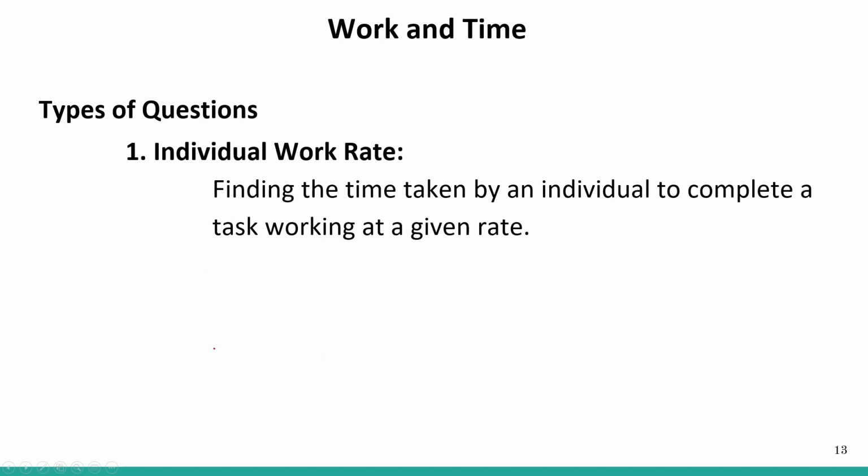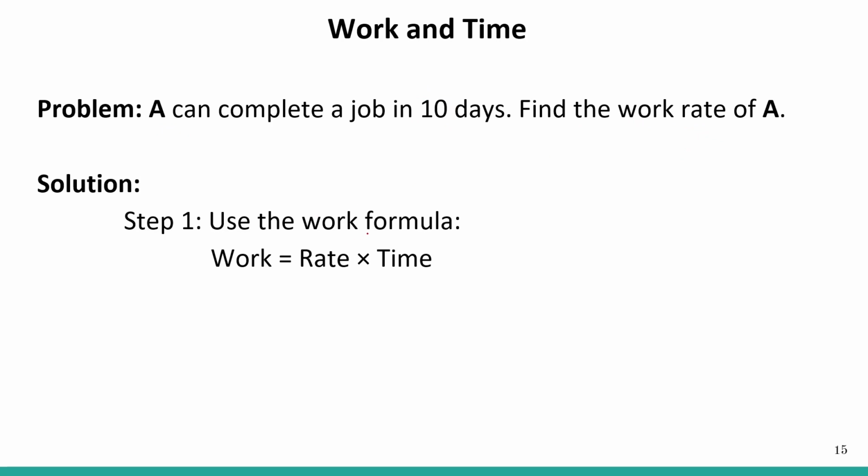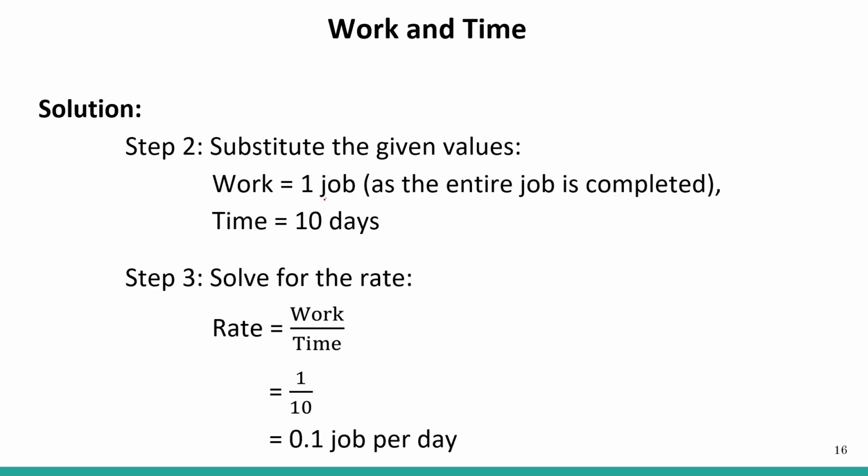So individual work rate: finding the time taken by an individual to complete a task working at a given rate. Let's see an example. A can complete a job in 10 days. Find the work rate of A. A completes a job in 10 days, and we want to calculate the work rate. What is the formula? Work is equal to rate into time. Work is equal to one job, as the entire job is completed, and time is 10 days. So rate is equal to work by time, that is 1 by 10, that is 0.1 job per day.